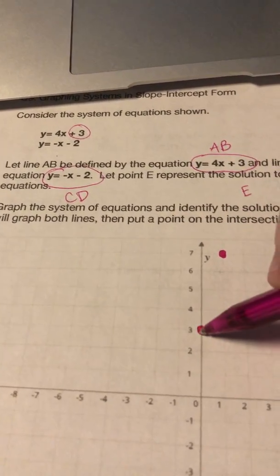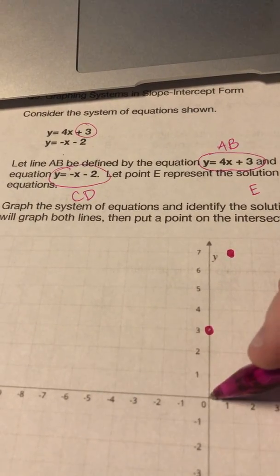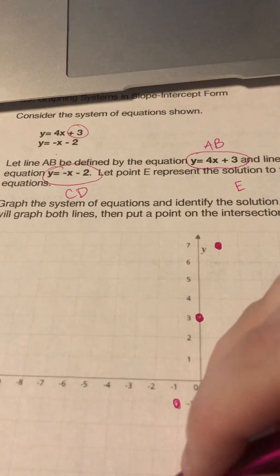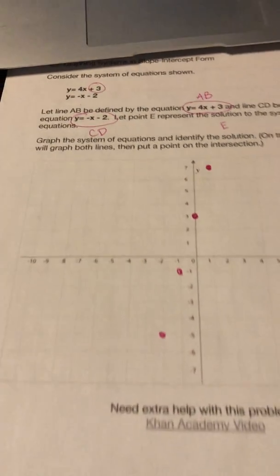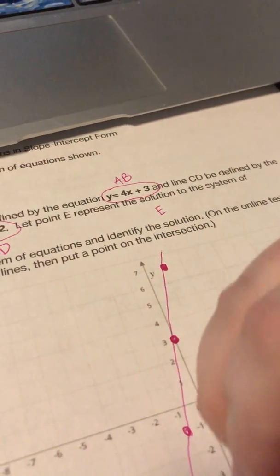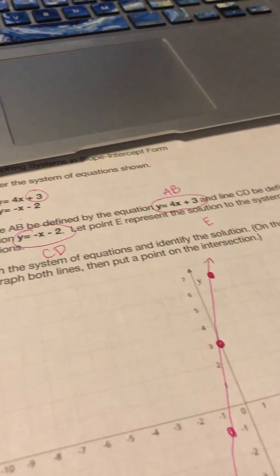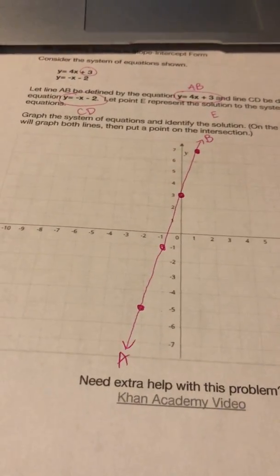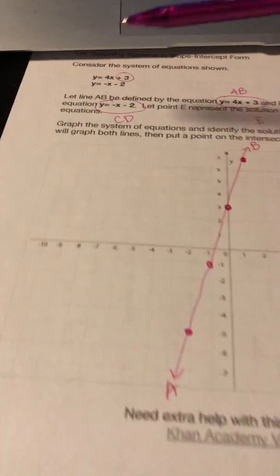I'll also go backwards for a couple points. So 1, 2, 3, 4 over 1. I was able to fit 4 points on here. I will go ahead and connect them with a straight line and call that AB. So I've got it labeled AB. Now I just need to do the other line.